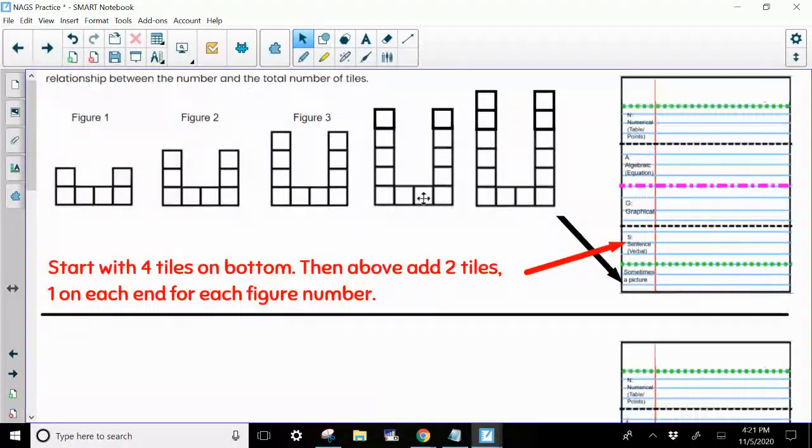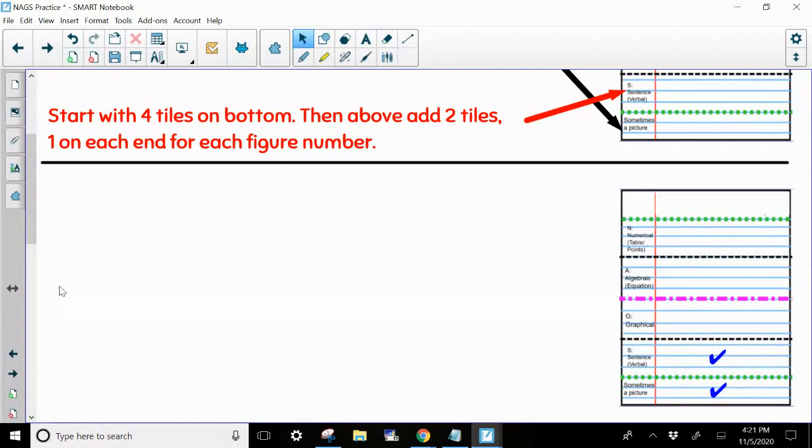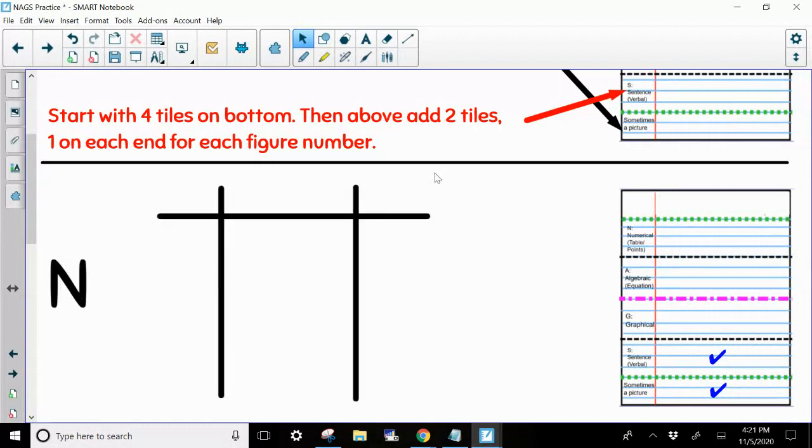So we are going to keep things moving. All right, next we are going to jump up and do our N. So for N, we're going to have to make a table. Remember, it's going to be a 3-column table. And we need to label parts of our table. So we need to first look at figure number. Our input will be our figure number. Our middle will always be our process. And then on the end, we will have the total number of tiles.